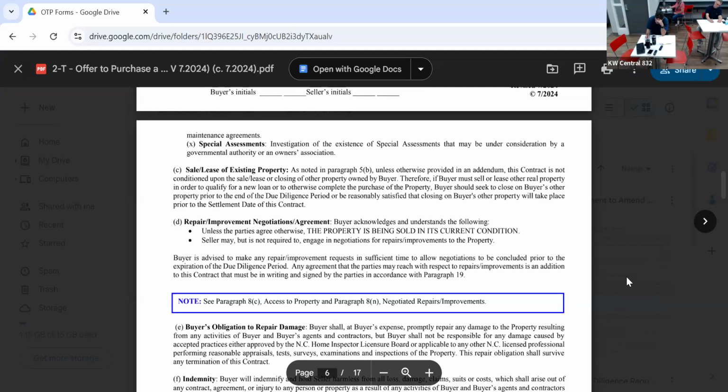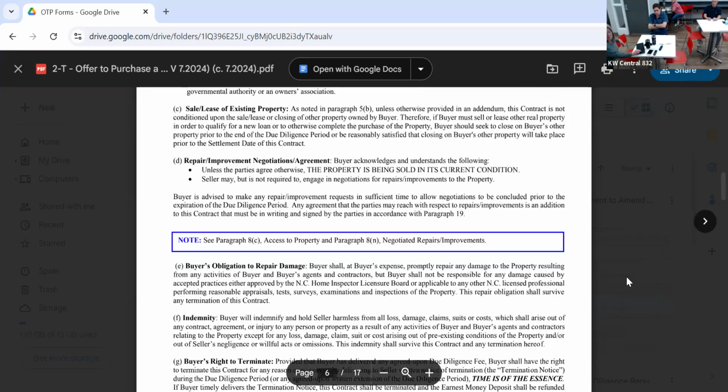The seller may, but they're not required to, make repairs or negotiate any repairs. The buyer certainly has the right to do any and all inspections that they want to do, but that does not guarantee that the seller has to make any repairs or negotiate in any way for them.